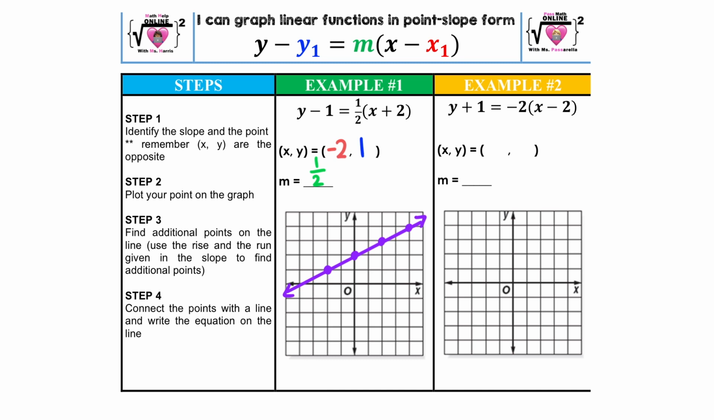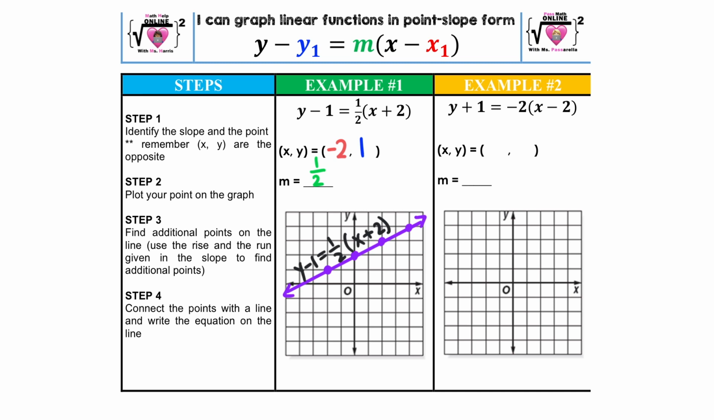The only thing that I'm missing from this graph in order for it to be complete is the equation y minus 1 equals 1/2 parentheses x plus 2. For your graph to be complete, you have to label the original equation on the line.